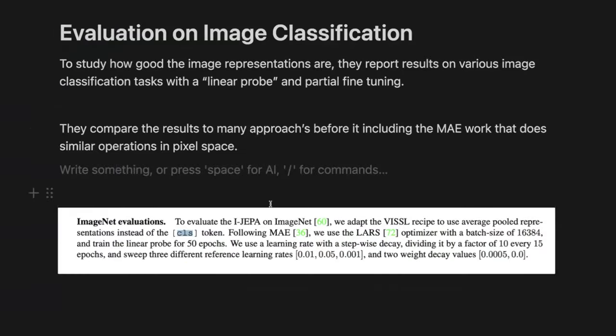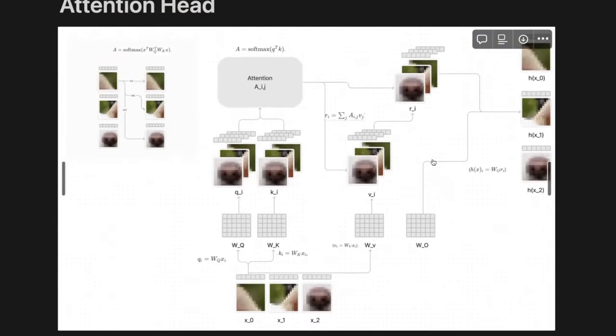In this paper, they said that instead of using the class token, they adapt this Vissel recipe to use averaged pool representations. So if you think about that in the context here, in a traditional classifier, you would have just kind of like a blank embedding here that is supposed to be the class token. And they do the logistic regression just on top of that. But for this example, they actually take all of the hidden representations that come out here, since they don't have a class token, and they just average them and then run the linear probe on top of that.